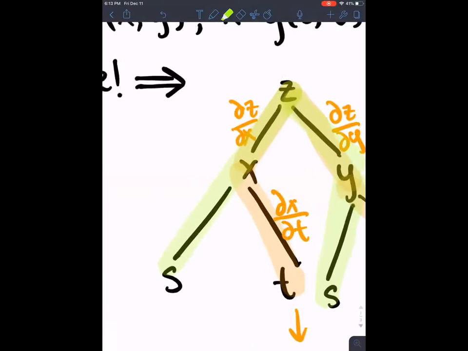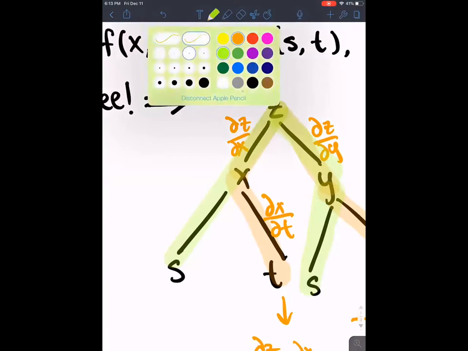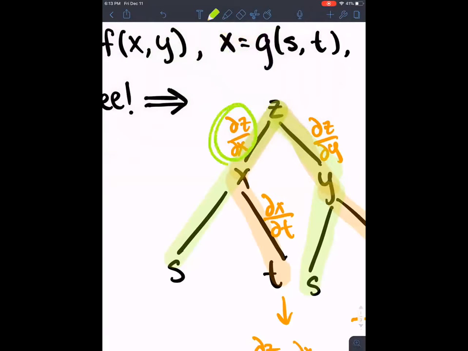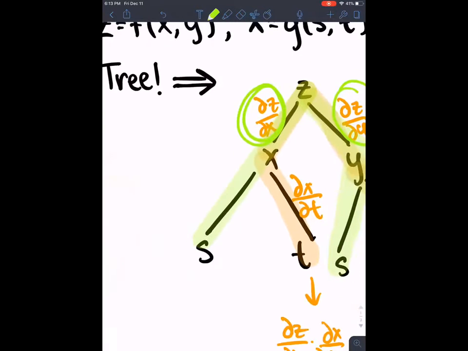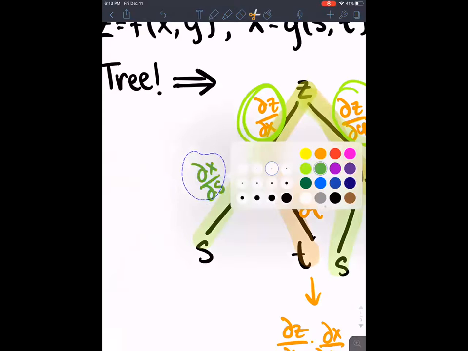So here, notice that this leg stays the same. It's still dz dx, or excuse me, partial with respect to x. And same thing with this leg. What changes is this bottom leg. You've got now dx ds. I'm actually going to make that a darker font just to make sure that people can read it.